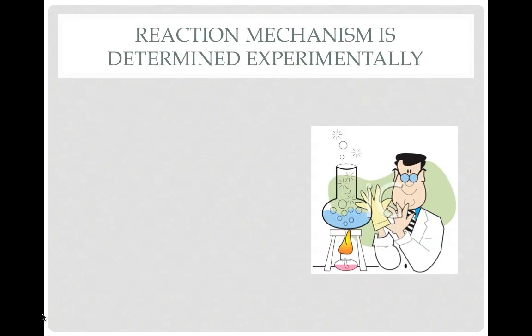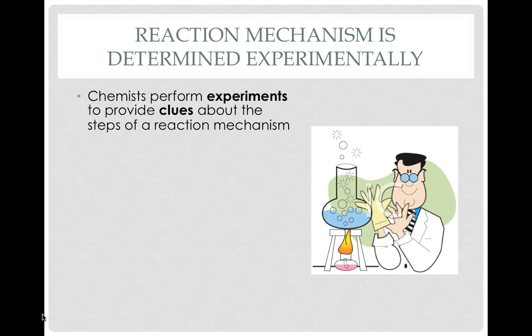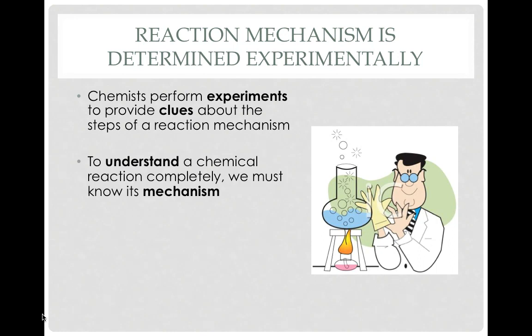Reaction mechanisms are determined experimentally. It's not something that you can just look at an overall balanced equation and figure out what it is. So chemists will actually perform experiments to provide clues for the reaction mechanism. Now, how to actually do that is outside of the scope of this course. It's something that you might look at in first year, definitely in second year if you continue on with chemistry.